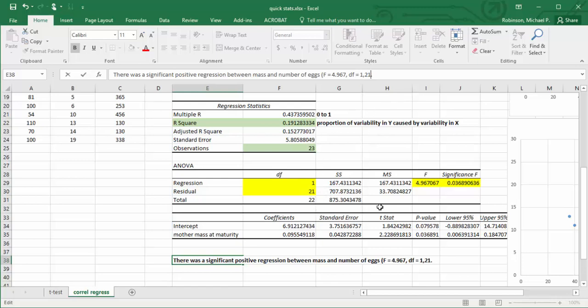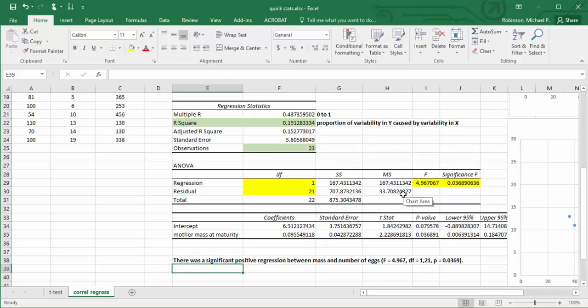All right. You have to report 2 degrees of freedom when you're doing the F. That's the way it is. Okay. Don't worry about why. Take a stats course and then you'll learn why. And our p is equal to 0.0369. All right. That's pretty good.